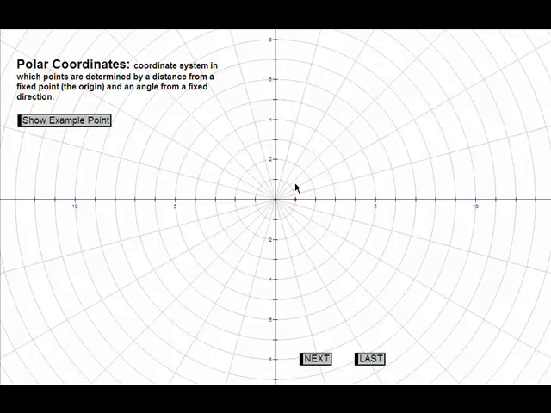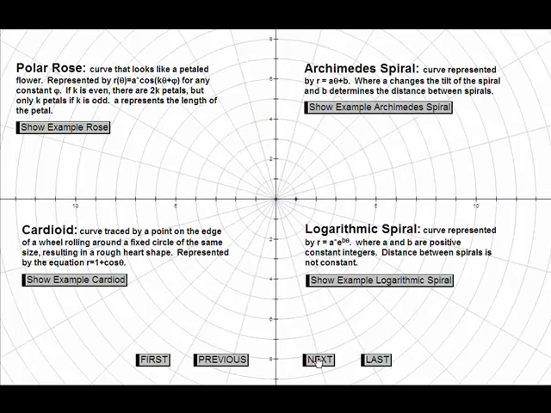Polar coordinates are different from rectangular coordinates because they're determined by a distance and an angle rather than an x value and a y value. In this case, our example point has a distance of 3 from the origin and negative 120 degrees from the x-axis. These are four commonly used polar equations.